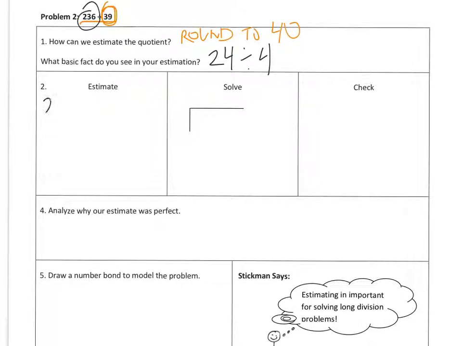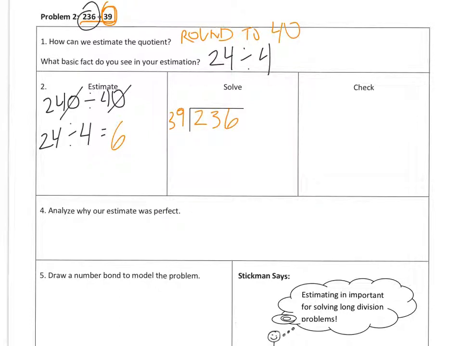So let's see, we've got 240 divided by 40, or 24 divided by 4. And that's going to get us to 6. So that's our estimate for our quotient. So let's take a look. So let's see, we have 39 into 236. So for our divide step, our estimate tells us that it's 6. So then we multiply 39 times 6. And that's going to equal 234.